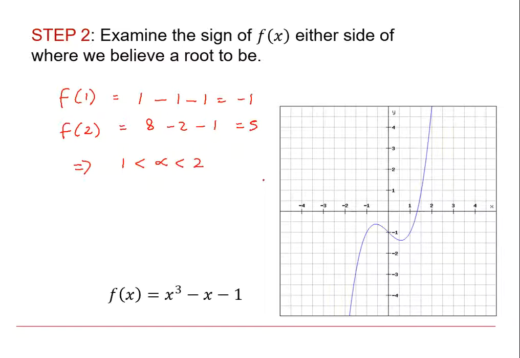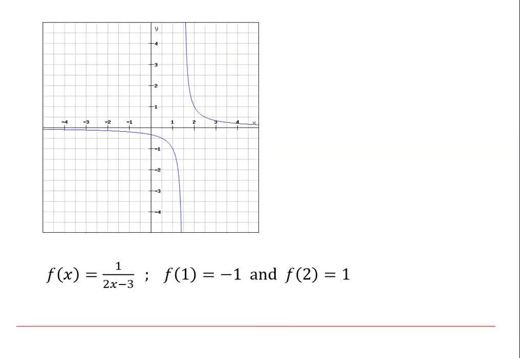So the question is, does this work all the time? And we see here we've got an example of a discontinuous function where if we were to choose the same interval, 1 and 2, then we'd have a negative value for the function on the left hand side and a positive value on the right hand side, which might lead us to believe, if we didn't know what the graph looked like, that there was a root somewhere between 1 and 2, but being a discontinuous curve, obviously that's not the case.